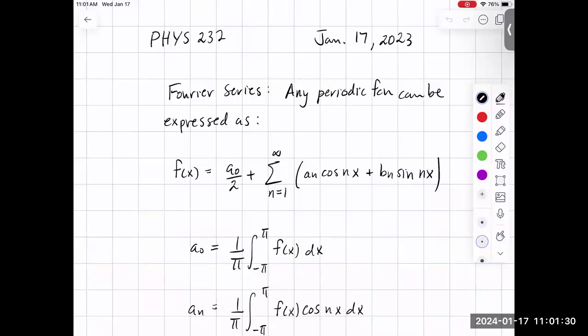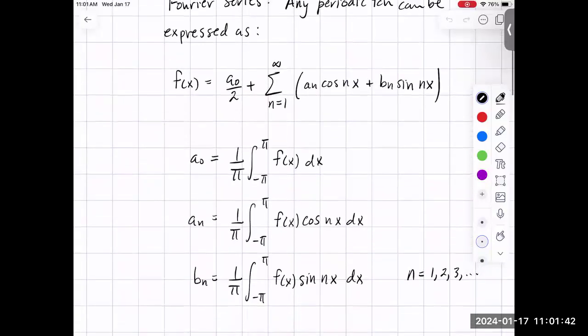And so we developed that. So a0 was found by evaluating the integral of f of x dx with a 1 over pi out front. An was found by a similar integral, but we multiply the f of x by cos nx, and then bn is we multiply by the sine nx. Okay, and we haven't done any examples so far, and what we're going to do today is our first example. And the example we're going to do is a square wave.